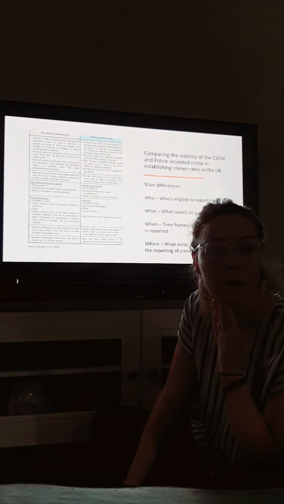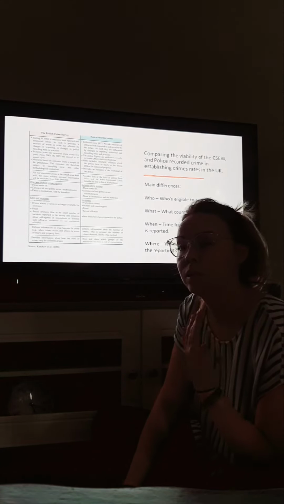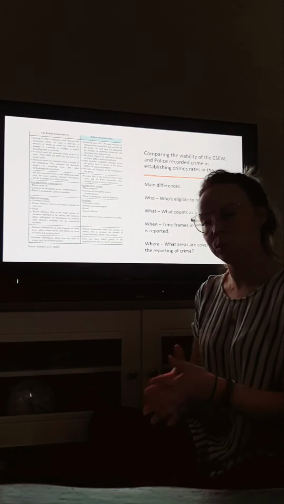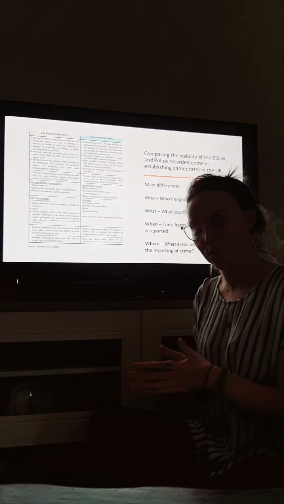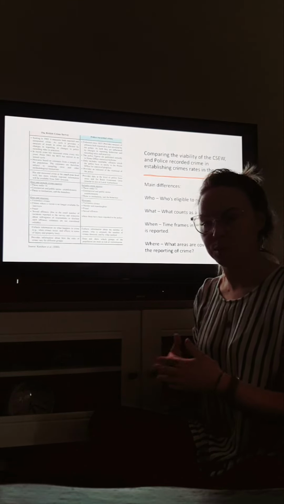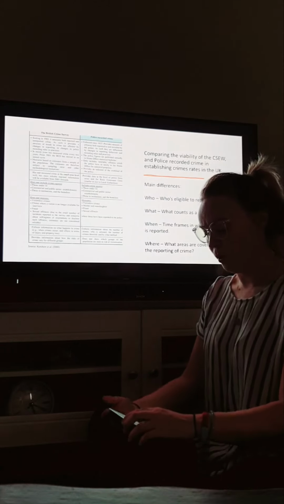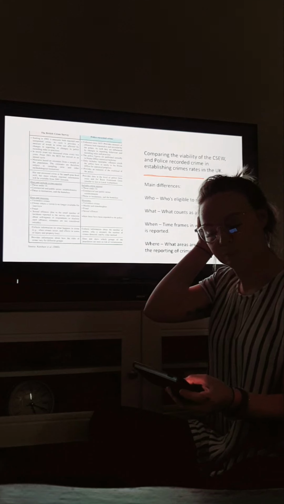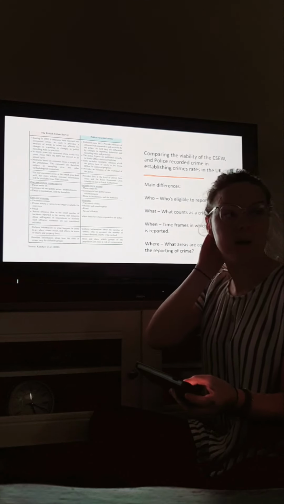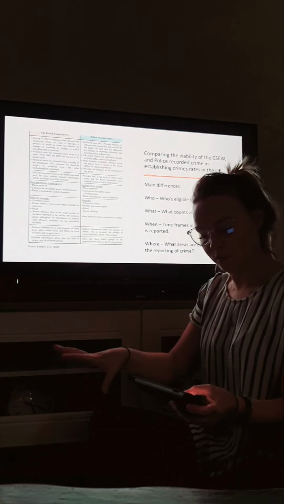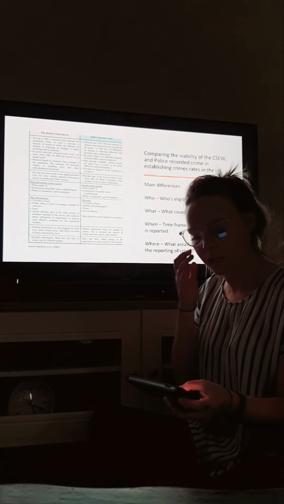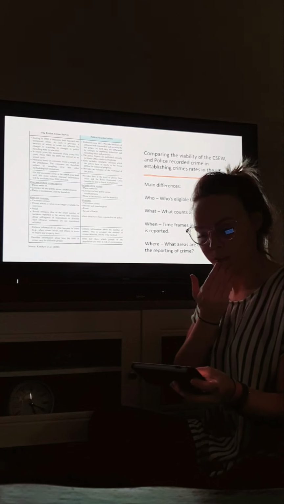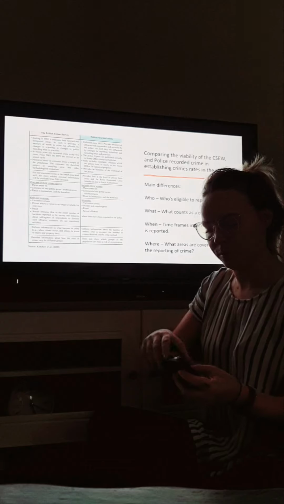The timeframes in which crime is reported. Again, that refers to the availability of being able to report to the police at any time, as soon as the crime has happened, or if the crime is historical, whereas the CSEW is a very structured reporting process. What areas are covered in the reporting of crime? Again, police recorded crime covers the 43 territorial police forces, and the British Crime Survey works in smaller demographics, at a small area level.